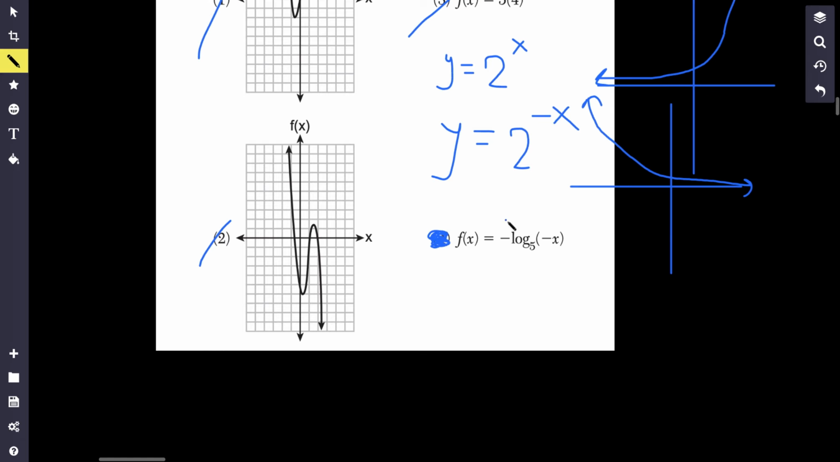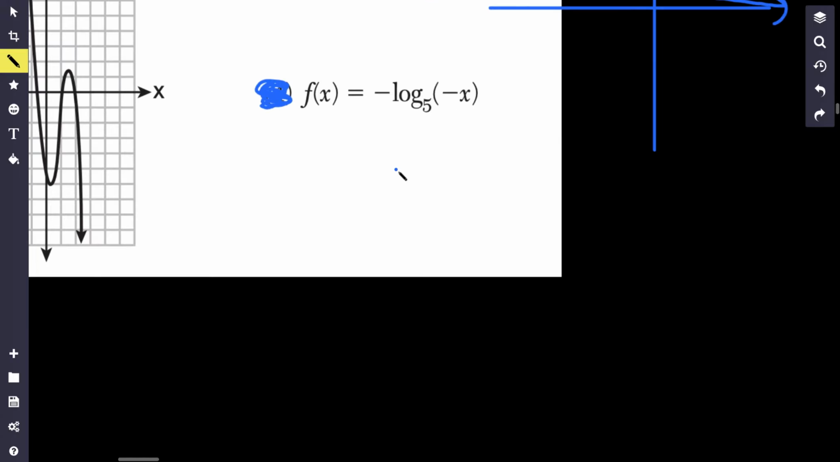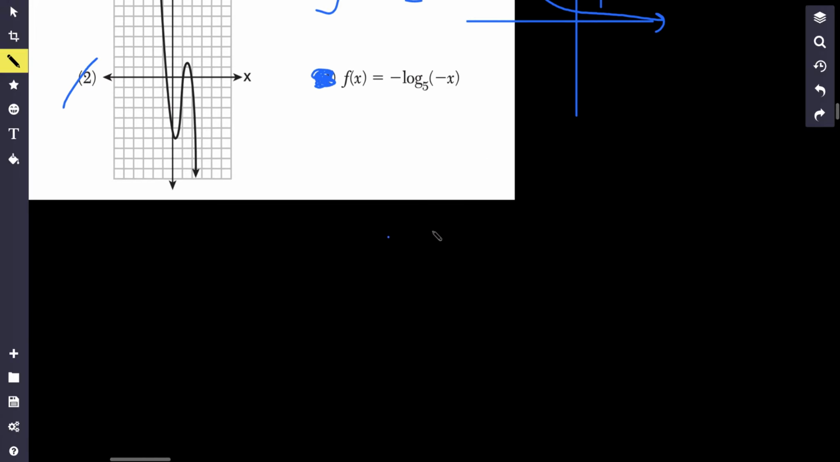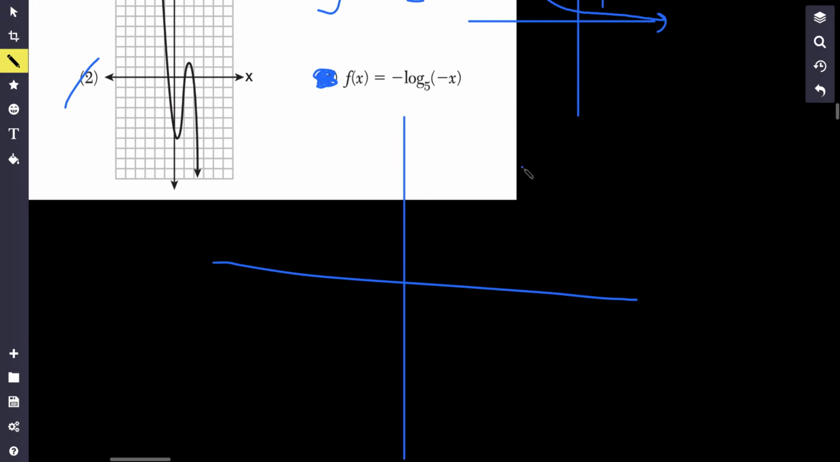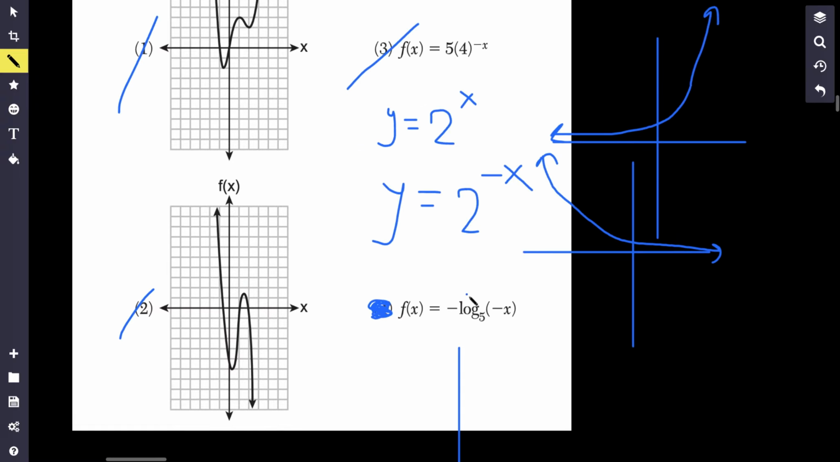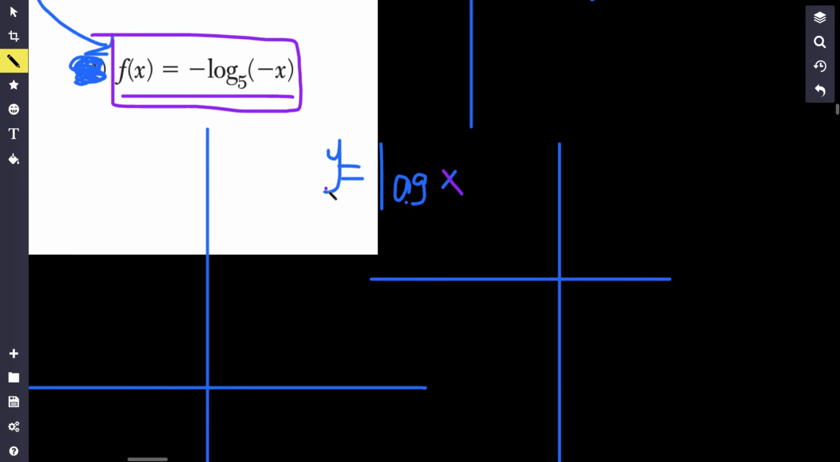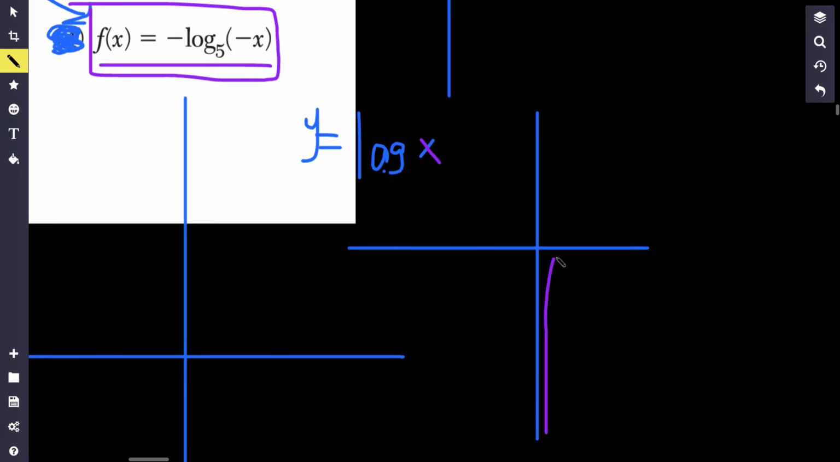Now this is logarithms, and I'm going to do a review on that. But logarithms are basically the inverse of exponentiation. And the transformations for logarithms are basically the same. Imagine if you have y is equal to log of x, the graph is going to look something like this.